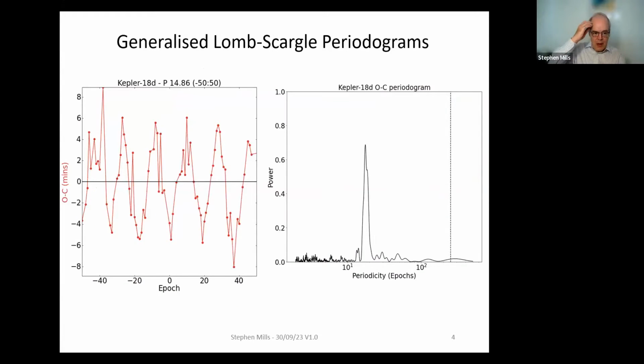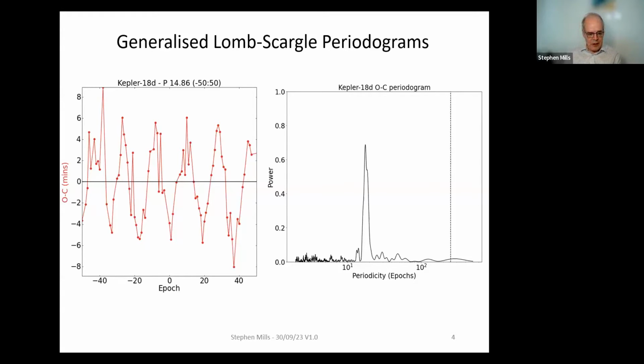So a little bit about the generalized Lomb-Scargle periodogram. What this method is trying to do is look for periodicities in discrete data sets. And it's based on Fourier transforms, but it can handle regularly spaced data and non-regularly spaced data.